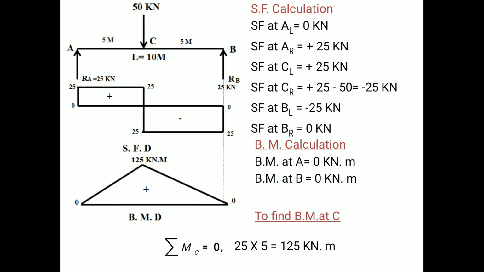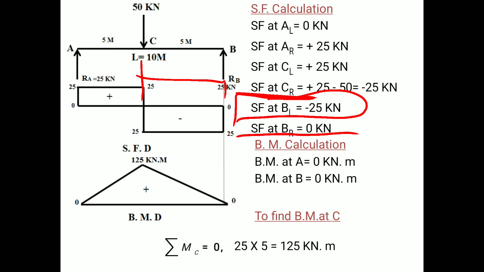Now again at point B, a point load is acting. We are going to calculate shear force left of point B and right of point B. Again between point C to B no load is acting, so the value of shear force will remain as it is. So it is minus 25 kilonewton, just like shear force at right of C. And as we know that shear force at the end is always 0, therefore shear force at B is equal to 0. So this is all about the shear force calculation when it is subjected to a point load.